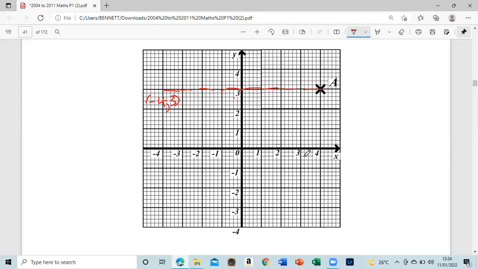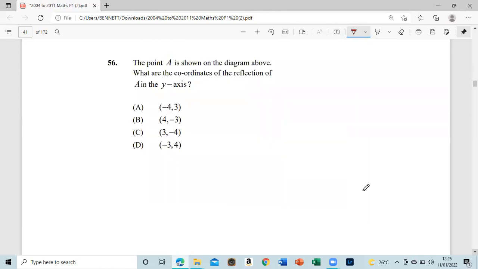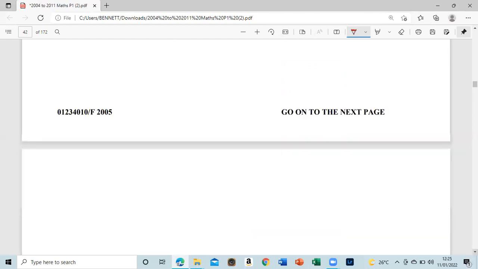Look down at the other section for that. Now we're going clear. All right, so it's A. Notice you said the y-axis. If it was the x-axis, it would be something different.